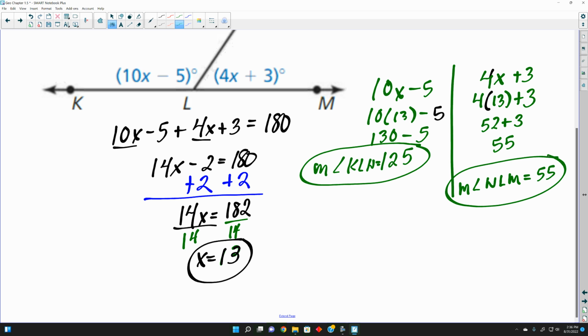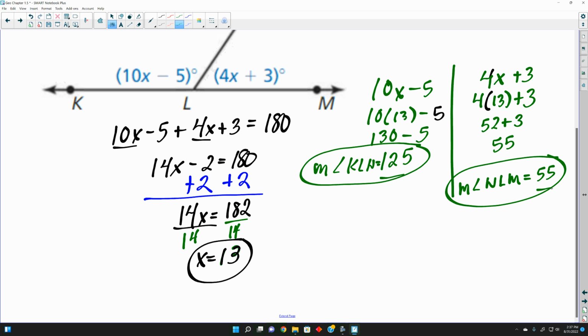Yes? Now, what is 125 plus 55? 180, yes? Now, this is a good way to check our work, because if I plug it into both and these two didn't add up to be 180, I know that the value of x is not right. So it's a good way we can check our own work to make sure we got the right answer. Does that make sense?